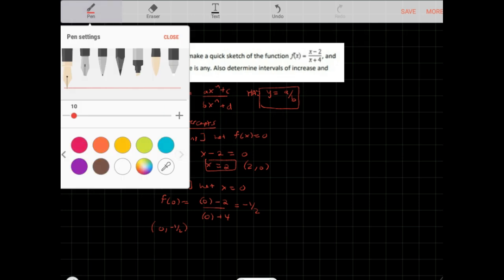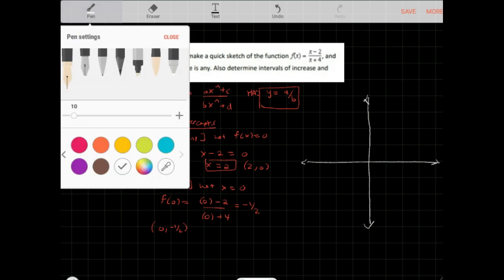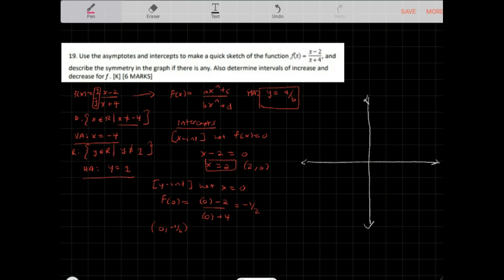Okay, and now we're going to create a sketch, right? So if we're creating a sketch, I'm just going to do that here. Right, so first I'm going to plot my x and y intercepts together. I'm going to first plot my vertical and horizontal asymptotes. Right, so I'm going to do the vertical asymptote in red, so x is equal to negative 4. You can use the grid here. Alright, so I'll just do it here. Say this is x is equal to negative 4.